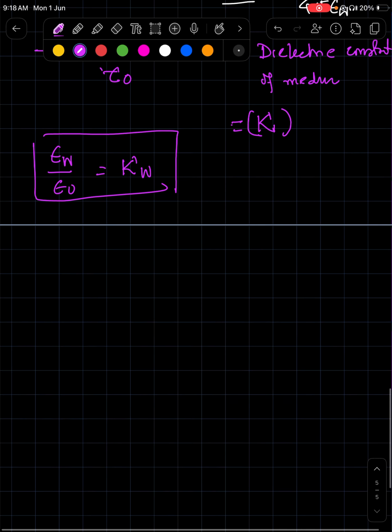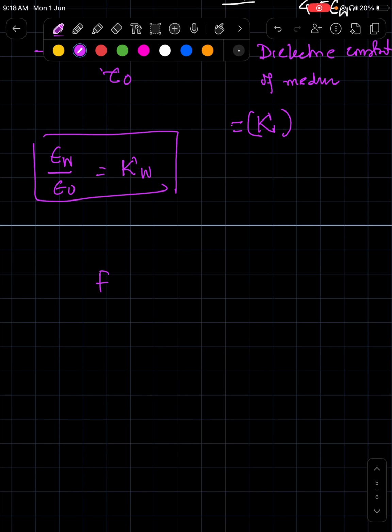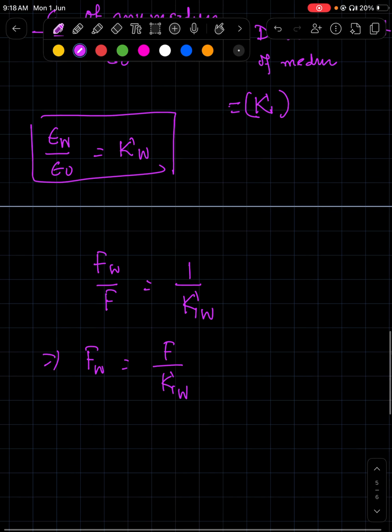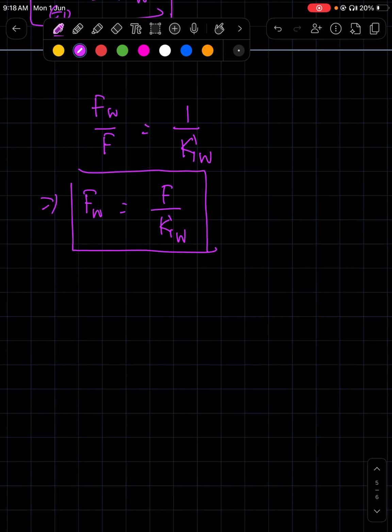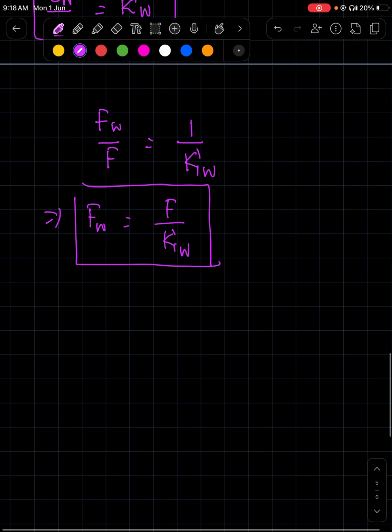So the ratio of the magnitudes of the two forces becomes Fw by F equal to 1 by Kw. That means Fw equals F by Kw. This is the final expression of the force between the two charges when they are kept in water at the same distance. We will actually study later why this is so.